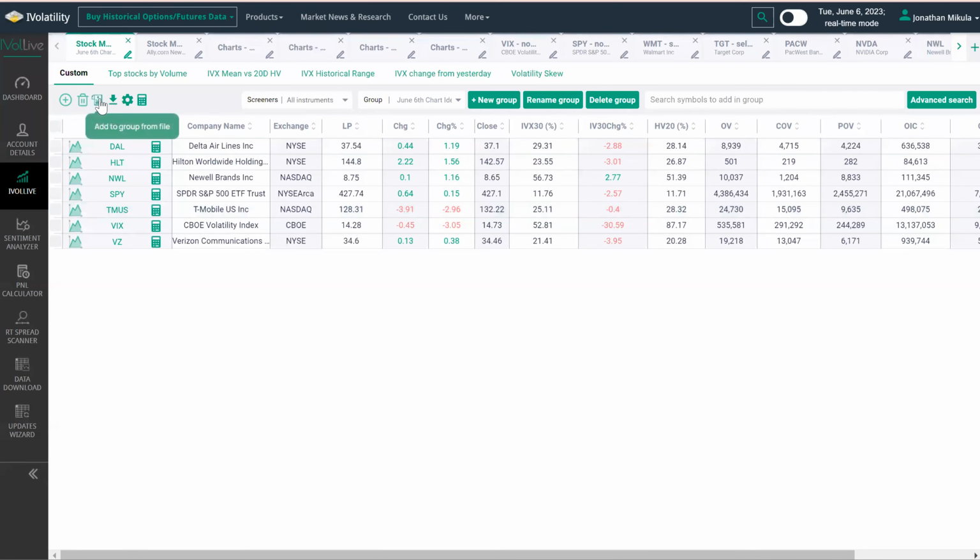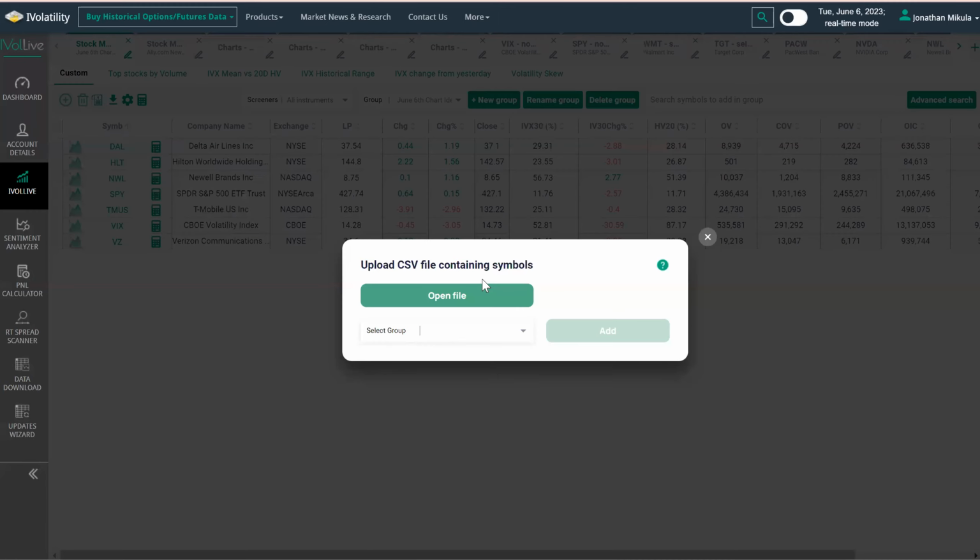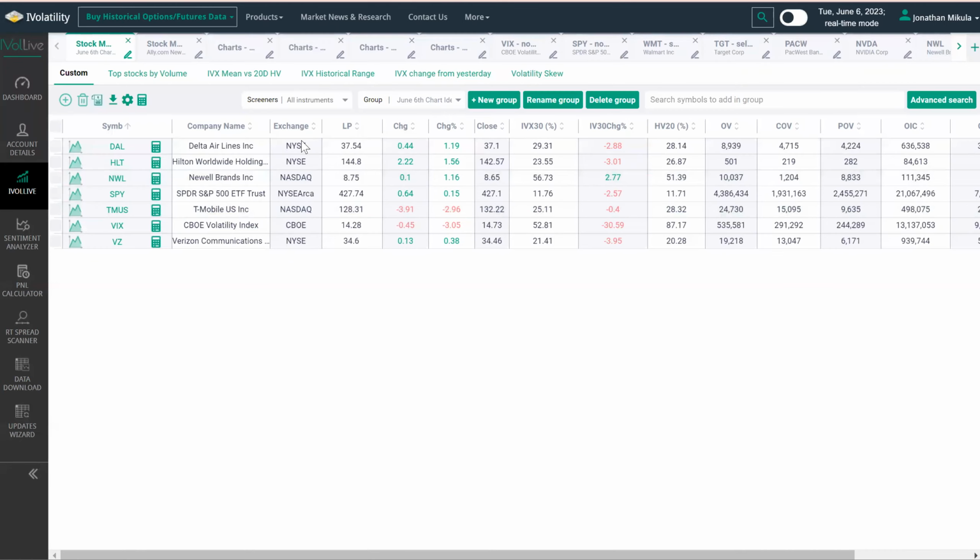You can also upload a file. If you have a running Excel file and you want to pull those names up and analyze using the IVolLive charts or data, you would just hit open file. Make sure you saved it as a .csv, even if it's in Excel. Then you hit add, and that would automatically add it to this group. So if you have a running list from before your time with IVolLive, feel free to upload it now and investigate further.